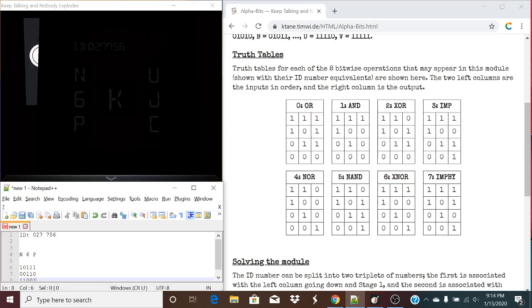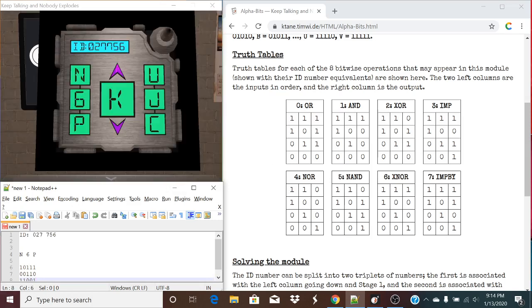And these are our binary. So our logical operator for 0 is an OR, 2 is an XOR, and 7 is an implication by. So now what we're going to do is plug them in.